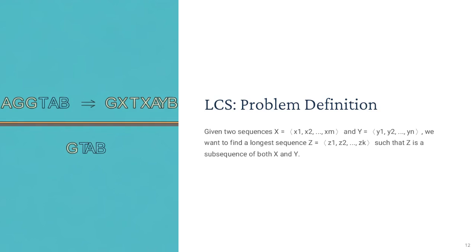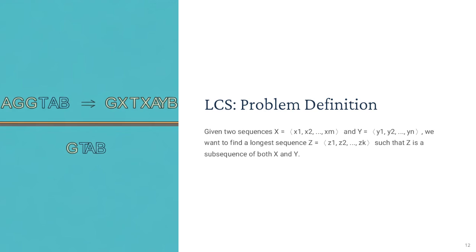To solve the longest common subsequence, LCS, problem using dynamic programming, we first define a recursive relation. Let C[i][j] represent the length of the LCS between the first i characters of X and the first j characters of Y. If the ith character of X equals the jth character of Y, then C[i][j] equals C[i-1][j-1] plus 1. Otherwise, C[i][j] equals the maximum of C[i-1][j] and C[i][j-1].